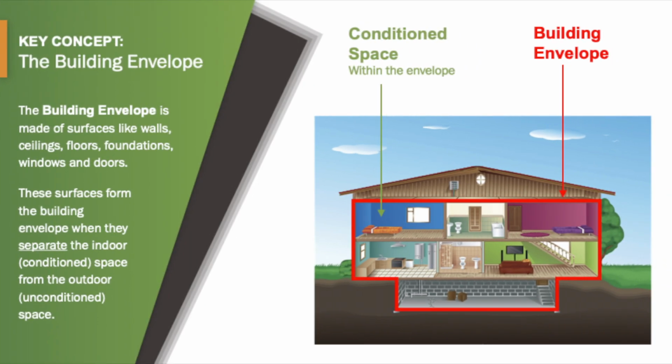The first key concept to learn is the building envelope. The building envelope is made of surfaces like walls, ceilings, floors, foundations, windows, and doors. These surfaces form the building envelope when they separate the indoor or conditioned space from the outdoors or unconditioned space.